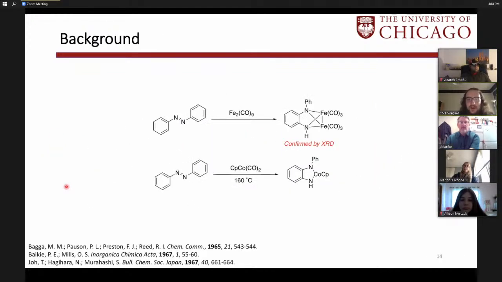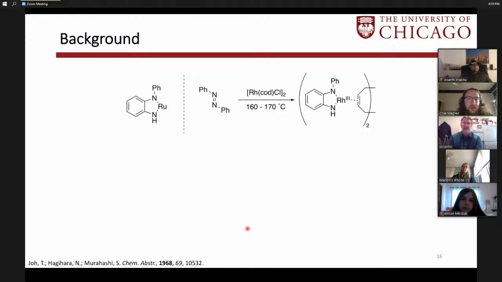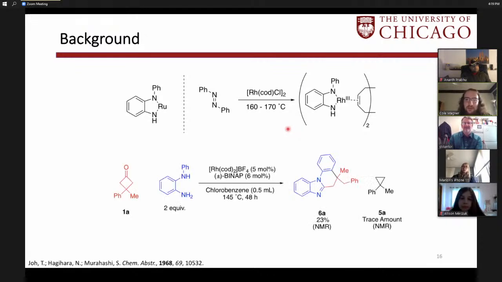So looking into the literature, we found that if you treat azobenzene with various transition metal complexes, you get this orthosemidine complex through a rearrangement. This is reported for various transition metals at high temperatures. Looking further, we found that with ruthenium, it's also been reported that benzimidazoles like this can be synthesized, presumably by oxidizing either an amine or alcohol and then reacting with the orthosemidine complex. Though these require pretty harsh conditions as well as a CO atmosphere, which is not ideal to be using. Very hazardous. So we also found that it's reported that rhodium can form these orthosemidine complexes with azobenzene at pretty high temperatures. So we assume that this could be operative in our reaction.